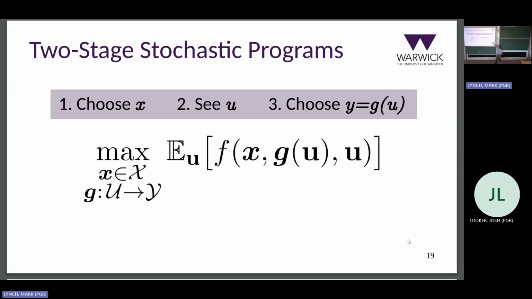We have some uncertain variable u that is maybe the frequency of the vibrations of the floor in the optical table example, and then we're looking for this control function g that maps frequencies to the damping parameter in the optical table. So these adjustable variables y equals g of u. So we choose x, then we see what u is, then we choose a y that can depend on that u, and we want to maximize over both of these things.